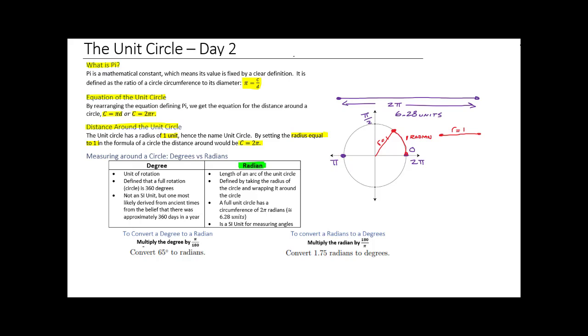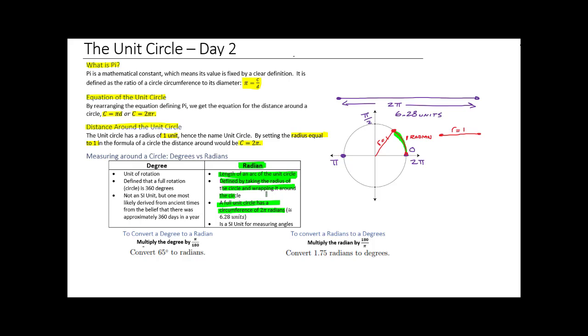So we got some really important stuff here to learn about. Again, a radian is the length of an arc going around the unit circle. So that's this arc right here as we go around. When we're measuring the length around the outside, we call that a radian. It's defined by taking the radius of the circle, which we did, and wrapping it around the circle. That's what I just did right here. So we just said a full unit circle has a circumference of 2 pi radians, because it's 2 pi to go all the way around it.